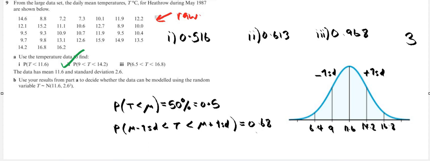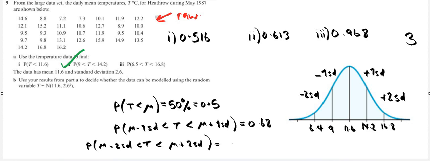And then if we look at III, that's 6.4 to 16.8. Well, that's minus 2 standard deviations, and that's plus 2 standard deviations to 16.8. So again, it's slightly different. Our error is slightly bigger, but we should know with a normal, the probability of T being between mu minus 2 standard deviations and mu plus 2 standard deviations is 95%, or 0.95. And we've got 0.968 because it is a slightly bigger area, because 6.5, 6.4. Right, okay. Again, they are pretty close.